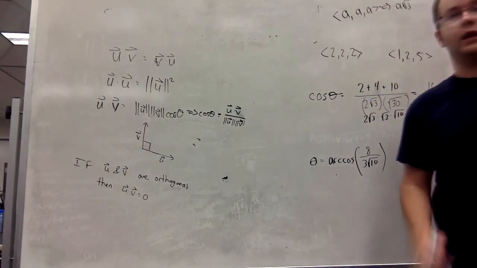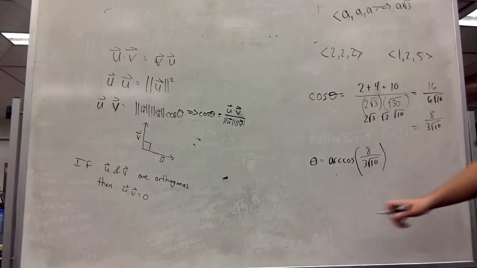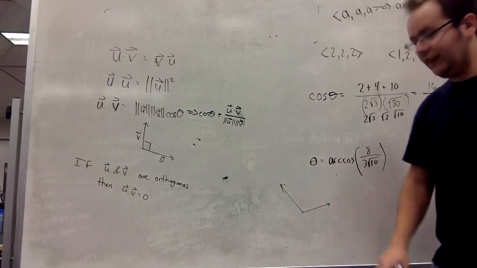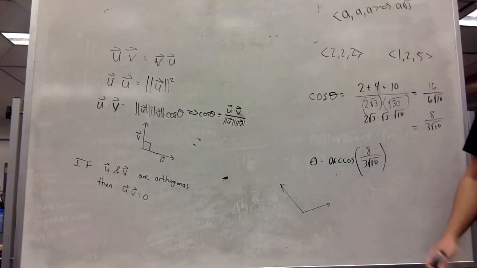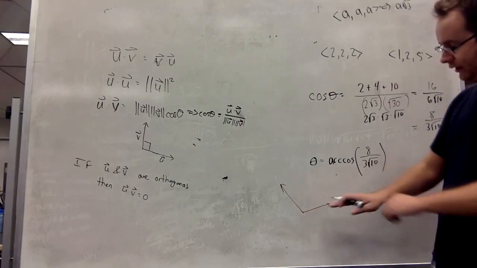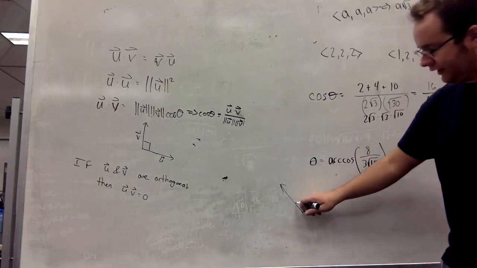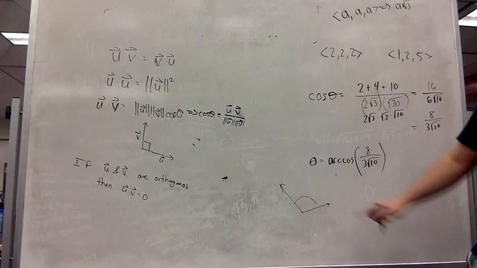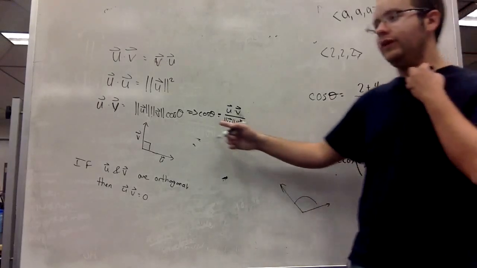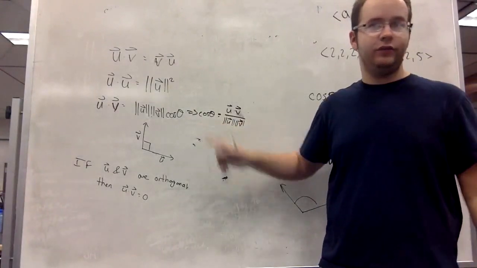Something I want to mention, though. This is an acute angle. It could very well be the case that the vectors you're dealing with do this, and that would not be an acute angle. It's an obtuse angle, right? So here's what would end up happening. Because it's an obtuse angle, this angle will be larger than 90 degrees. What kind of result will you get when you plug an angle that's larger than 90 degrees into cosine? It's going to be negative.